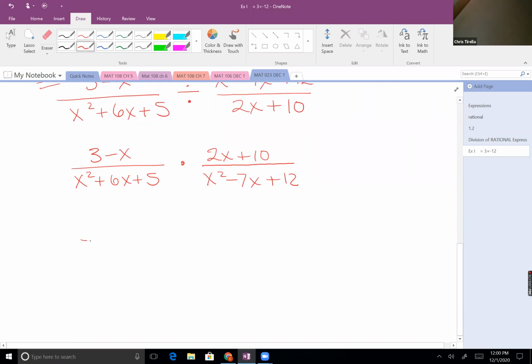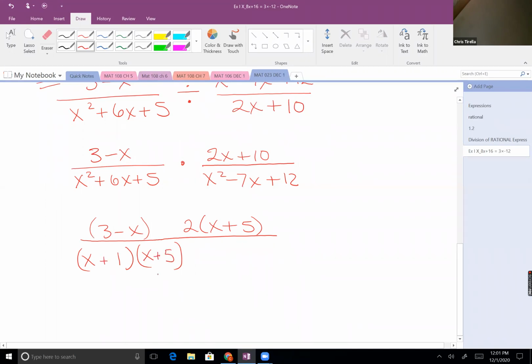Then I factor what I can. 3 minus x does not factor. Next, let's see, I'm going to go sideways. 2x plus 10, there's a common factor of 2, giving me x plus 5. Then, where I have x squared plus 6x plus 5, x squared can only be x times x. 5 can only be 1 times 5. Signs are the same, both positive.